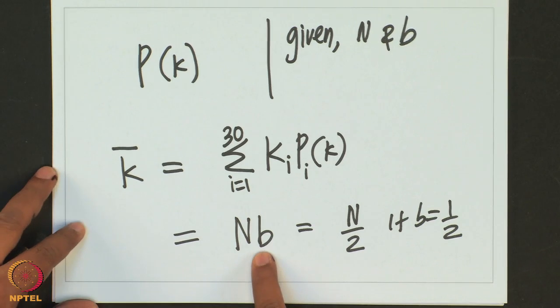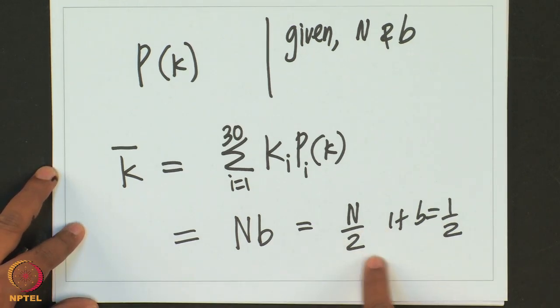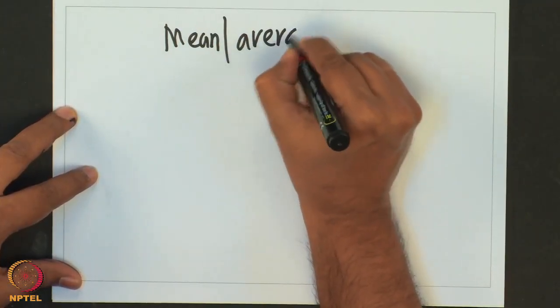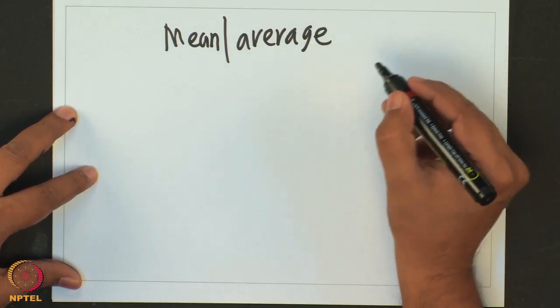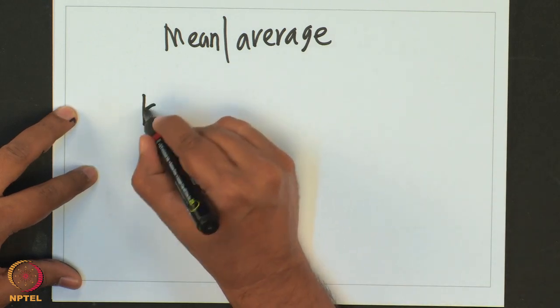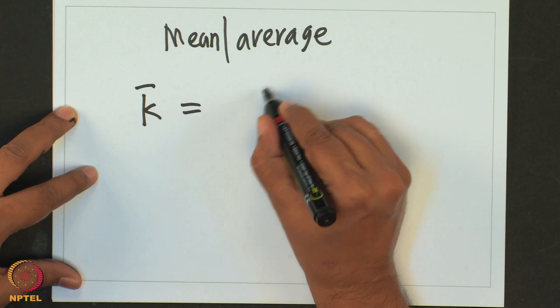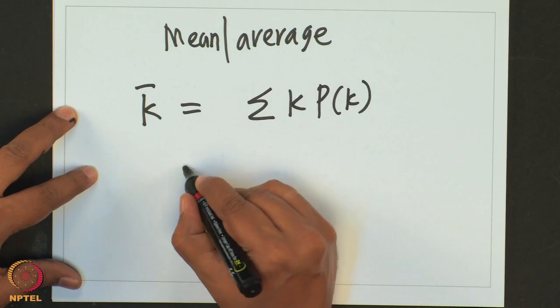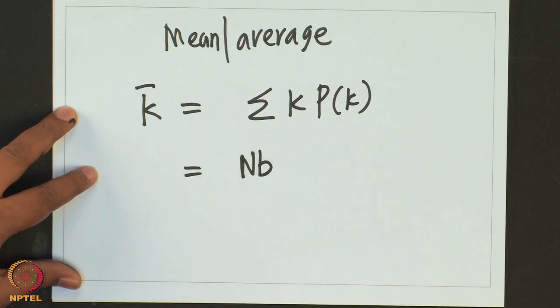So if the bias is half, the mean is n by 2. If we don't know the bias, the mean value will be n times b. So this is something that we have to remember. The mean of a binomial distribution, the mean or average of a binomial distribution, k bar, would be equal to, as we wrote here, the sum over k of k times p of k, and this would be n times b.